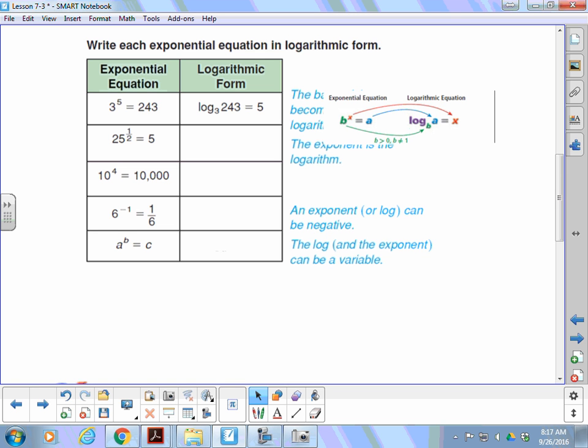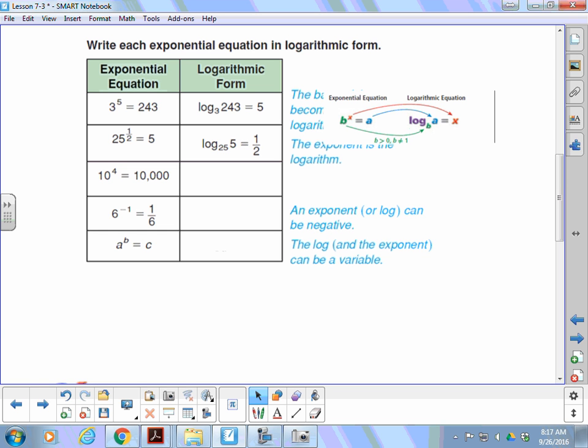So we write the logarithm. The base here is 25, so the base here is going to be 25. Of 5 is equal to 1/2. And the one thing to remember is that these are always true statements. Okay? They're always true statements. That the logarithm is always equal to exponents. Your exponent's always going to be what it equals.